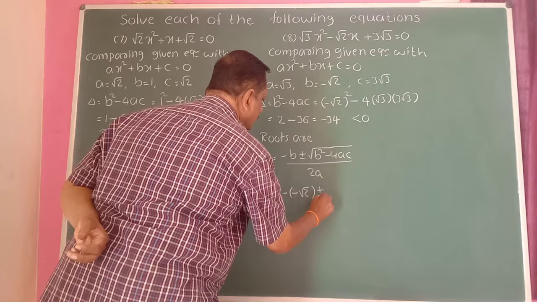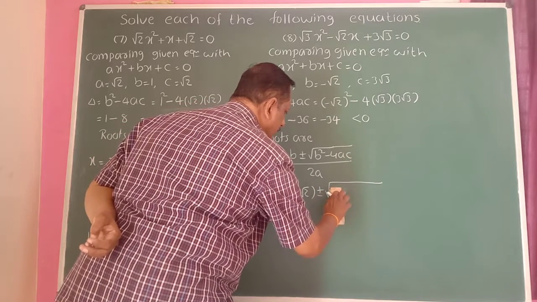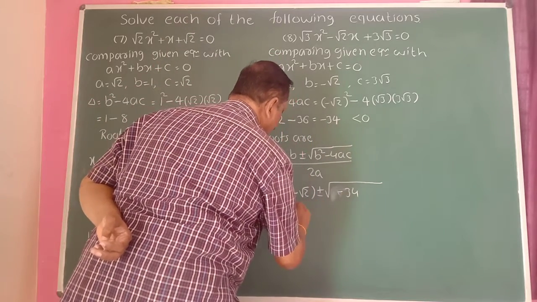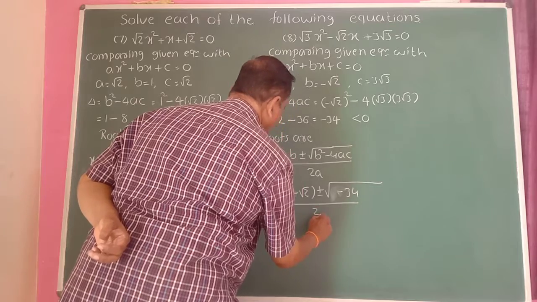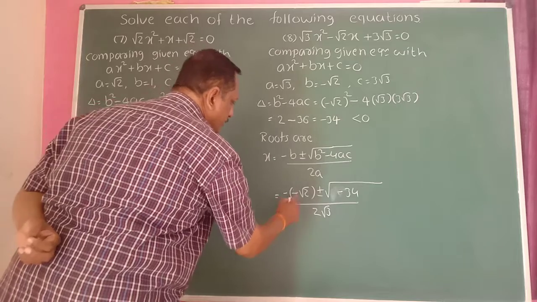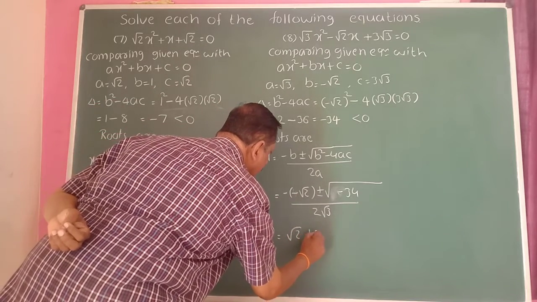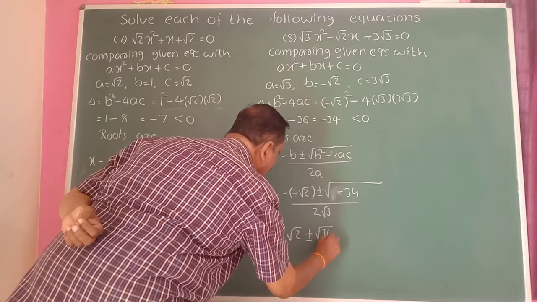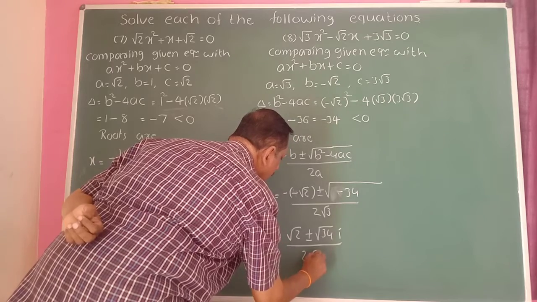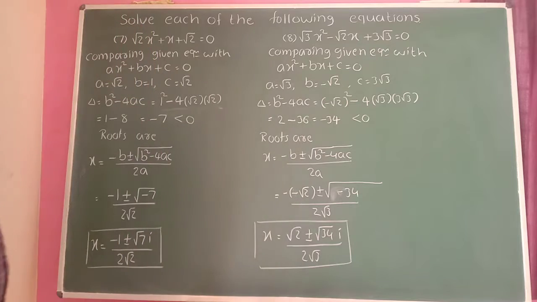Then plus or minus root of, so minus of the discriminant right here. So the value is minus 34. So right here, minus of 34 divided by 2 into root of 3. Minus into minus becomes a plus here. So plus root 2 plus or minus root of 34 into i divided by 2 root 3 here. So these are the roots of the quadratic equation.